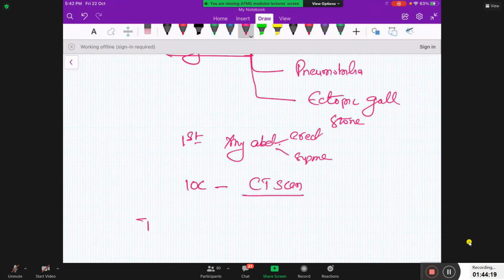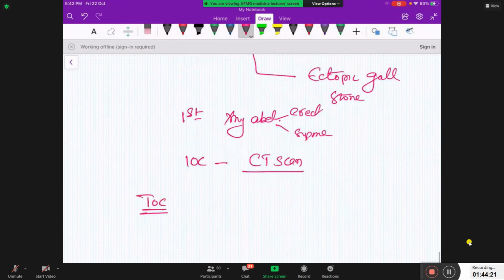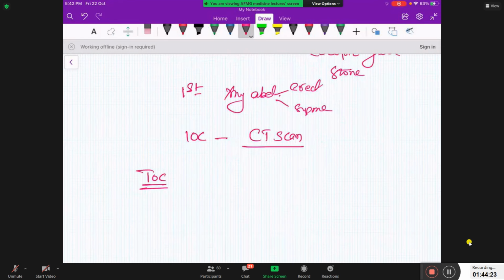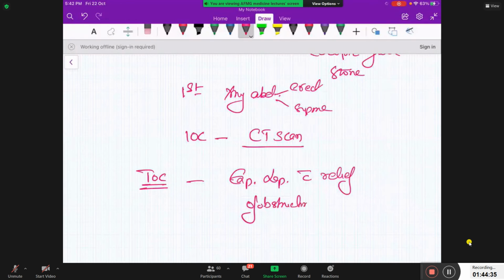And the treatment of choice for gallstone ileus is exploratory laparotomy with relief of obstruction only. Treatment of choice for gallstone ileus is exploratory laparotomy with relief of obstruction only.